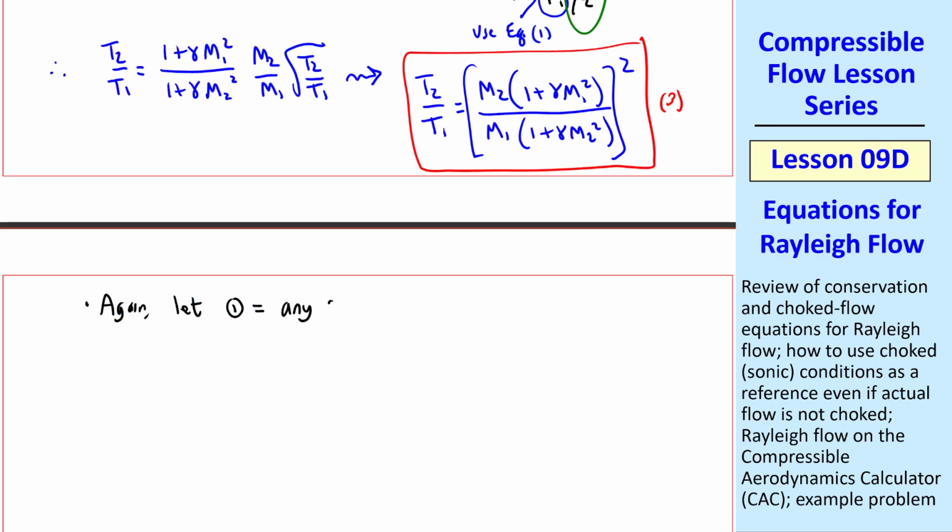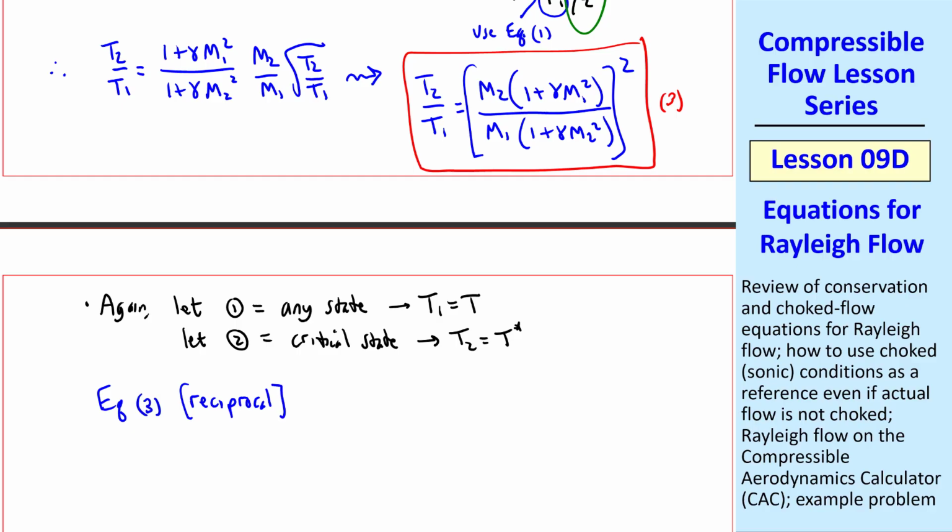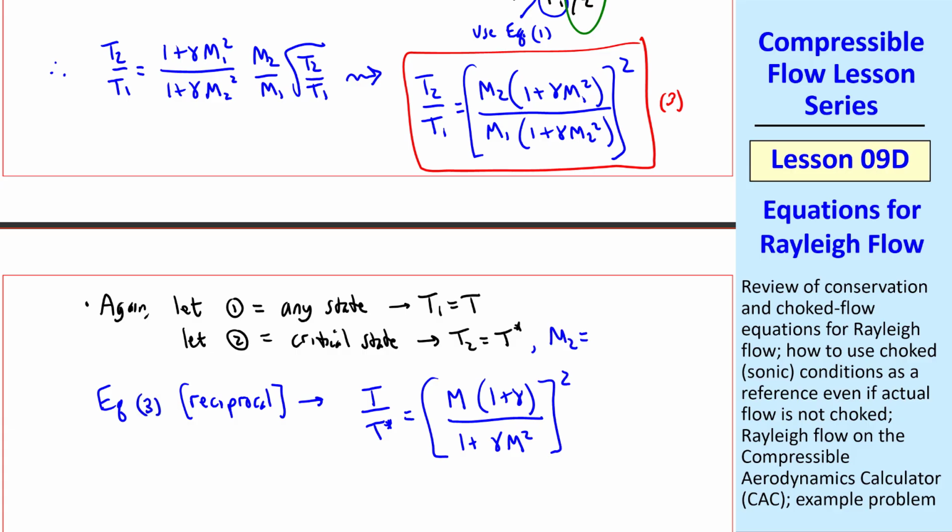Again, we'll let 1 be any state on the curve, so we'll set T1 equal to T, and we'll let 2 be the critical state, so we'll set T2 equal to T star. So equation 3 becomes, where we prefer the reciprocal actually, T over T star equal to [M (1 plus gamma) over (1 plus gamma M squared)] squared, where we've also set M2 equal to 1 as previously for the critical or sonic state. I'll call this equation 4.